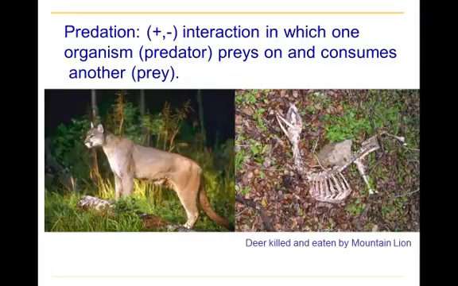This shows a mountain lion, a fit-looking predator, and this is an old mountain lion kill, a deer that was killed in the Huachuca Mountains. Of course, because predation has such a profound effect, it can shape populations in a very strong way.